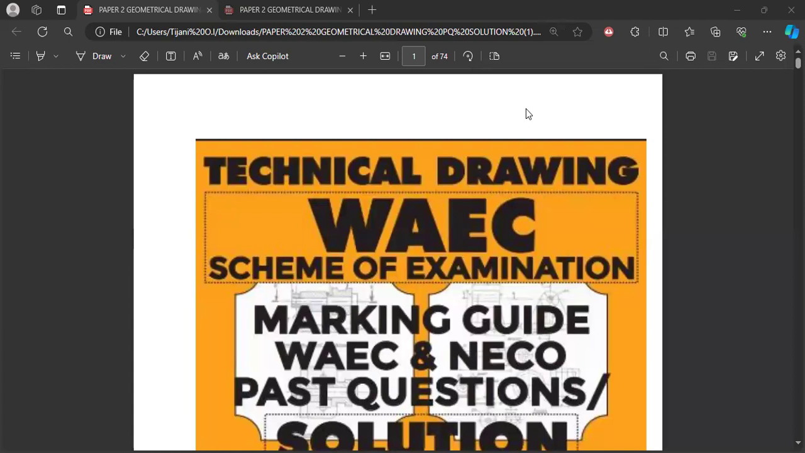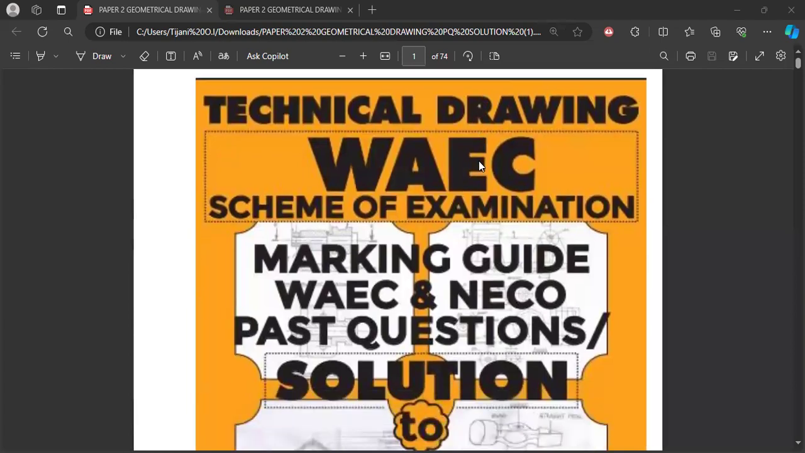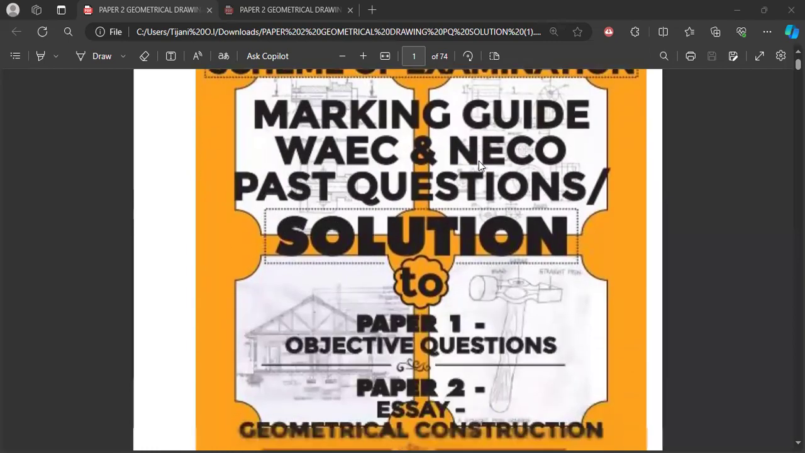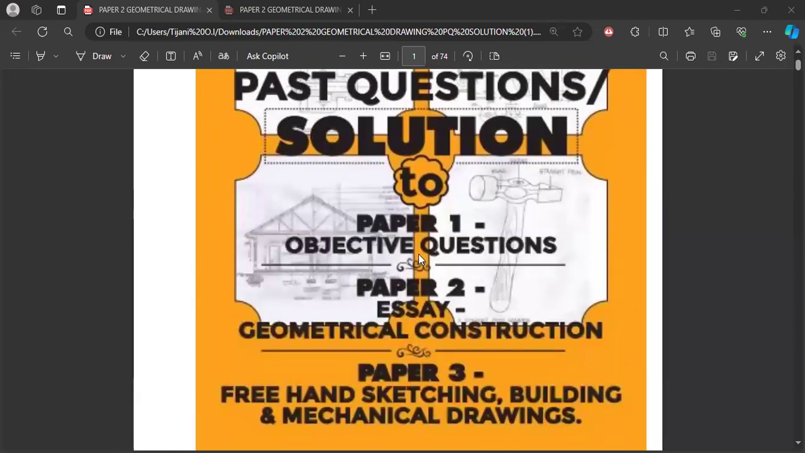WAEC students are preparing for their technical drawing, and I know that some are aware of the technical drawing past question that I made, and I've moved forward in making the technical drawing past question. The first one that I made is for paper 1, which is meant for objective questions. And now I'm done with paper 2.